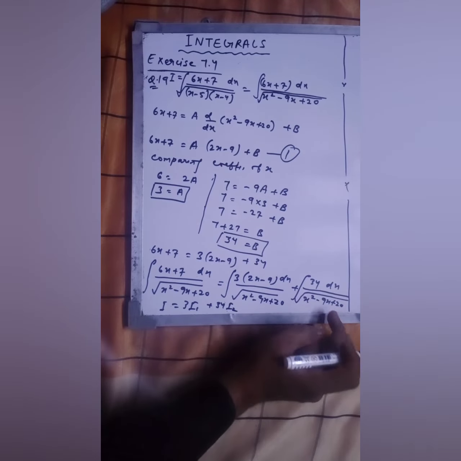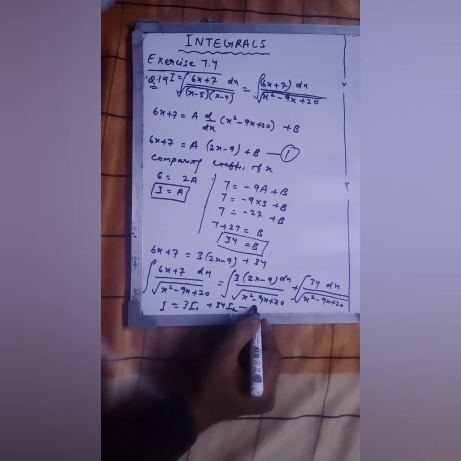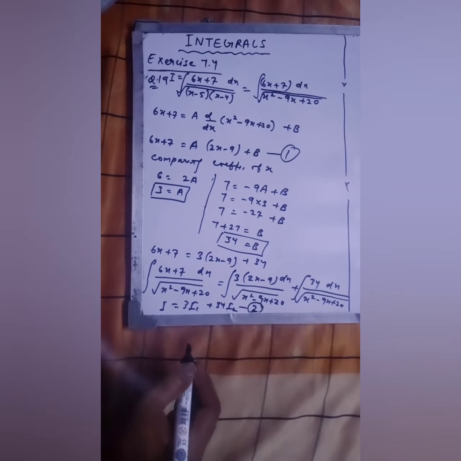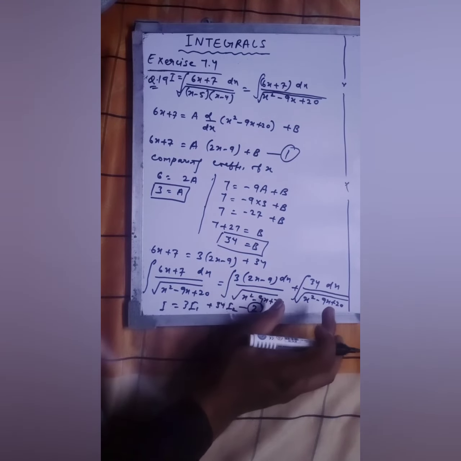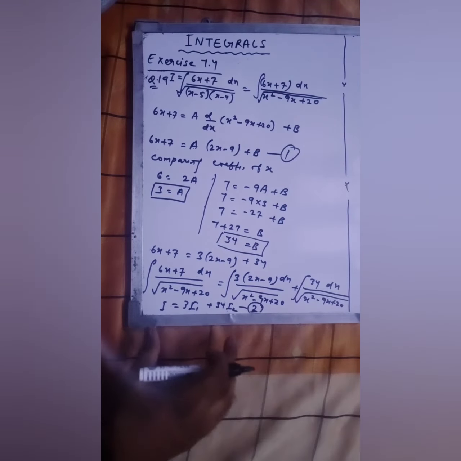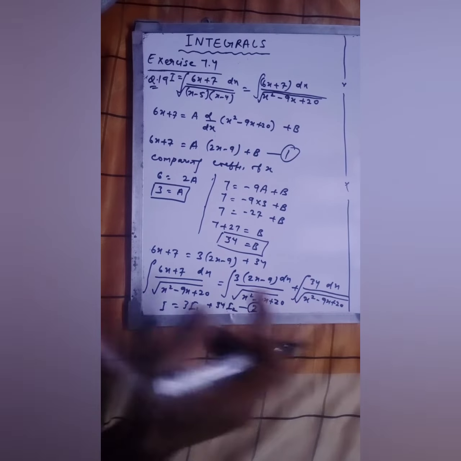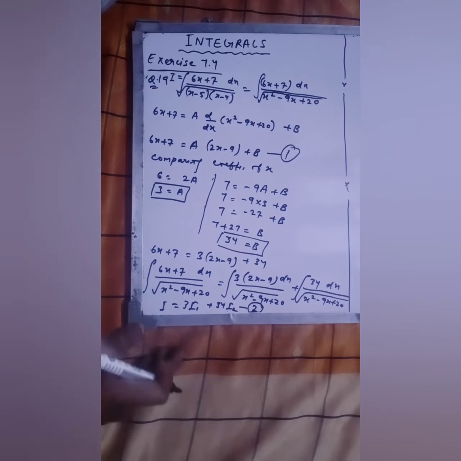34 I2. So this is your I2 and this is your I1, and this is your equation number 2. Okay, now I1 and I2 you have to solve, and you have to put them in this equation number 2. So I'm solving it, just wait.